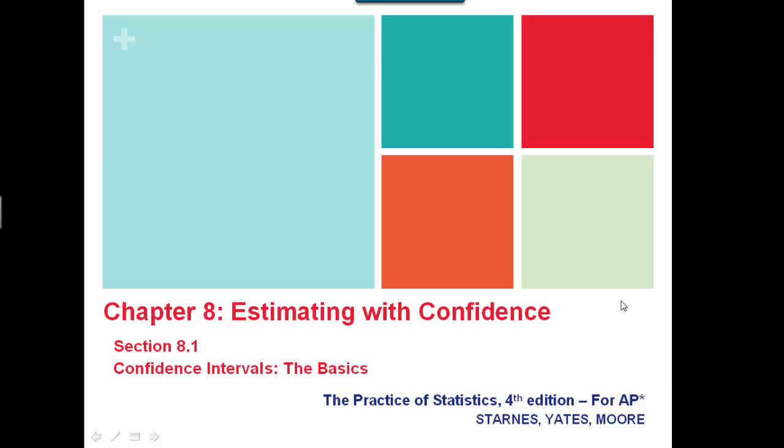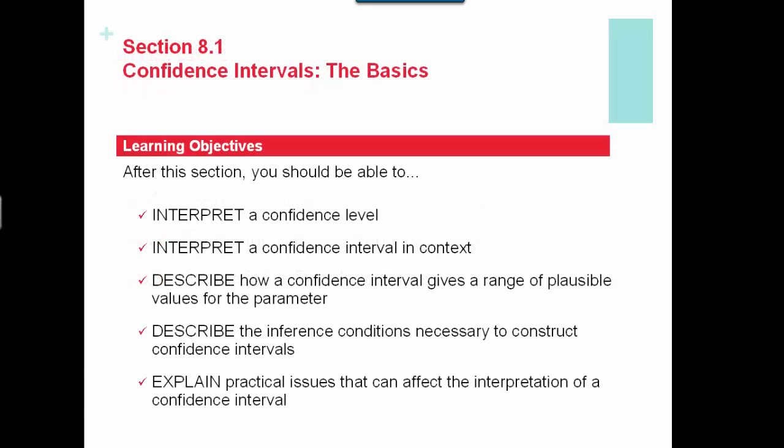Our next lesson, Chapter 8, Estimating with Confidence. The first section is on confidence intervals, the basics. In this lesson, we'll be able to interpret a confidence level, interpret a confidence interval in context of the problem, describe how a confidence interval gives a range of plausible values for the parameter, describe the inference conditions necessary to construct confidence intervals, and explain practical issues that can affect the interpretation of a confidence interval.